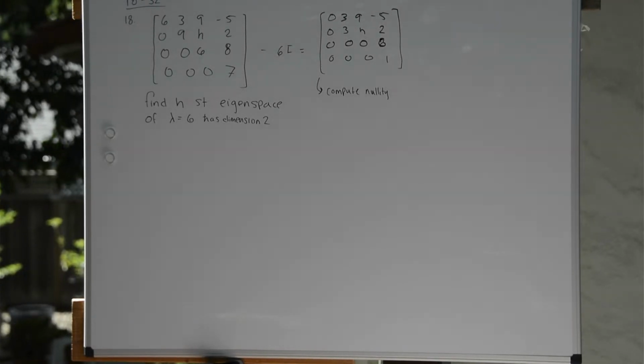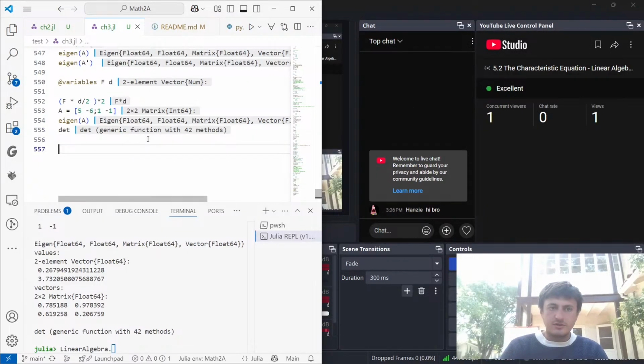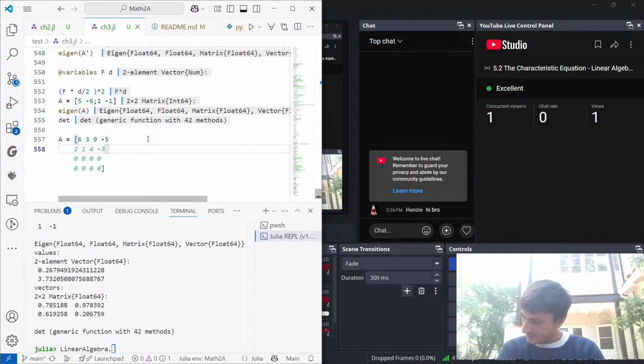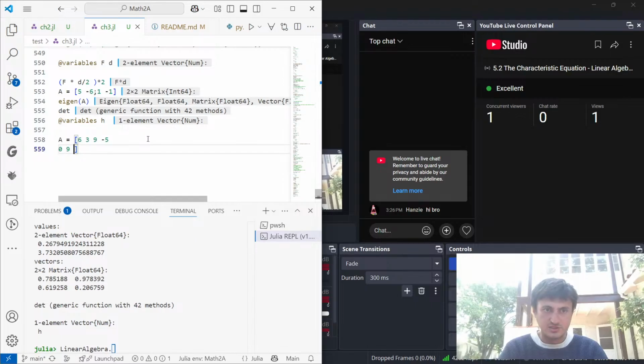Okay, so wait, we're gonna do this one on the computer though, because it's much more amenable to computer. So we just gotta write out this matrix. So 6, 3, 9, minus 5, 0, 9 at variables. I don't know if we want to actually do this.